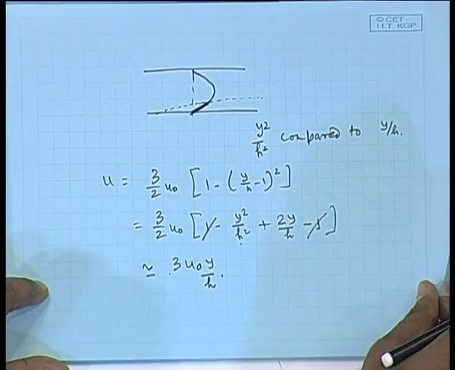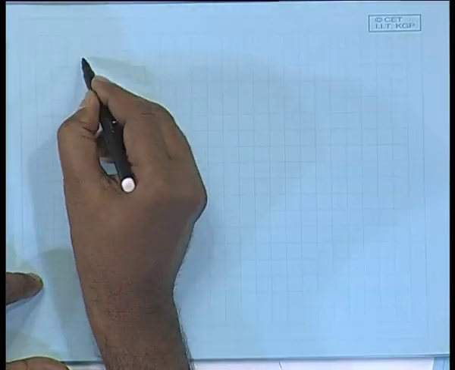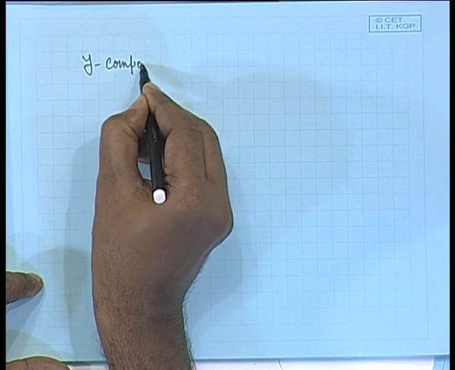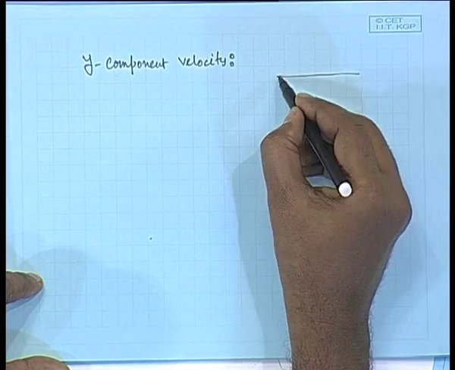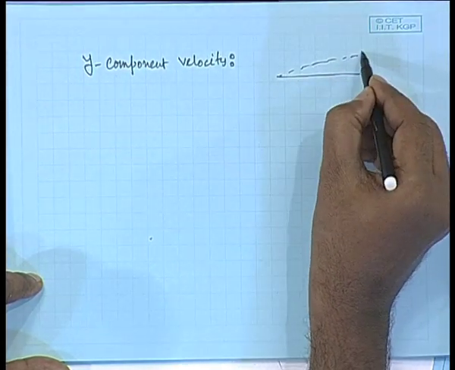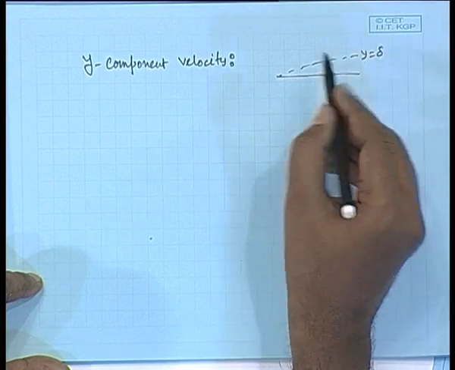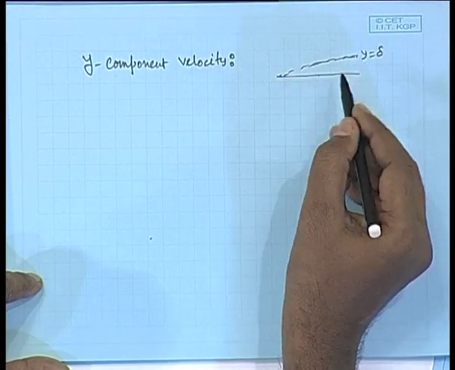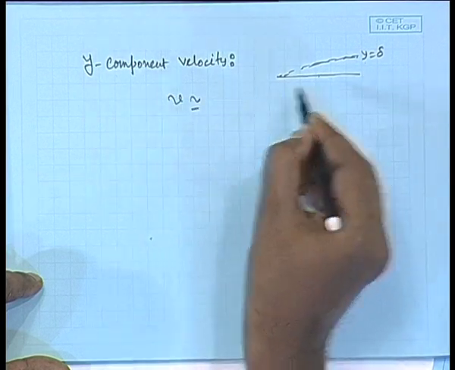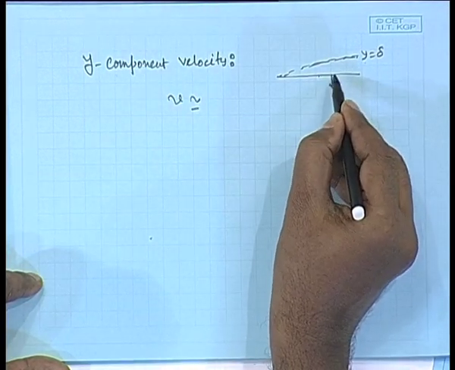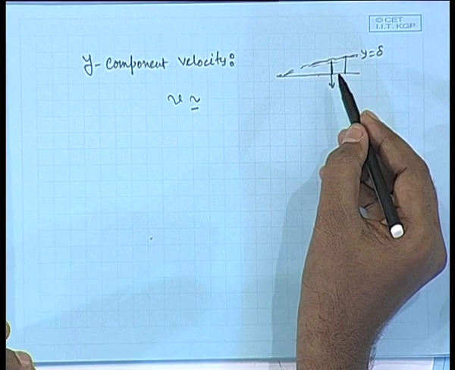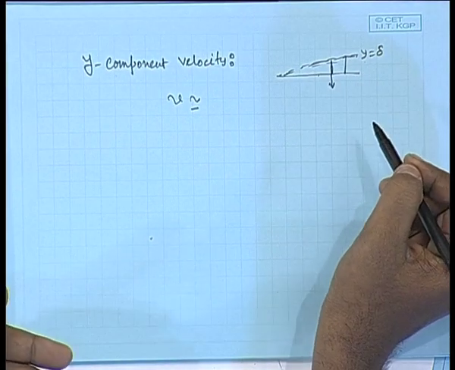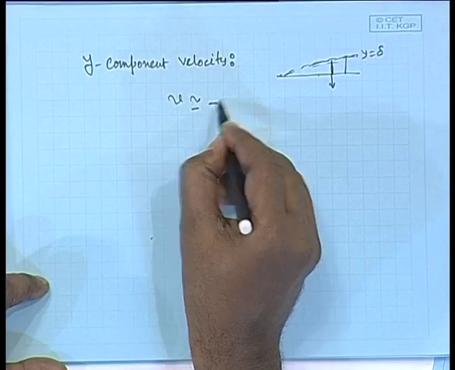And y component velocity, since this boundary layer is extremely small, y component velocity can be approximated as whatever velocity you are getting here, the same velocity profile is existing there, because this thickness will be extremely small. Although there will be slight variation, those variations will be really very minute. So, V is roughly minus V w there.